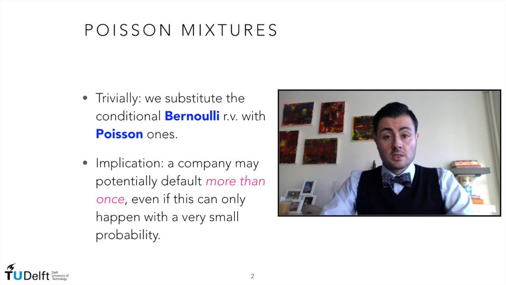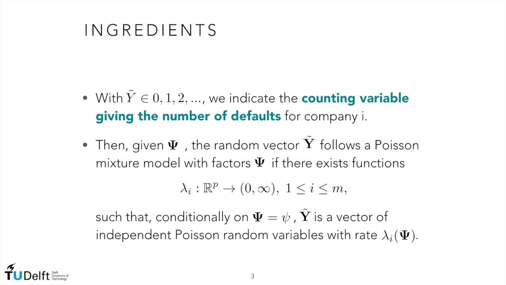There is a simple example: the case in which a company defaults, the shareholders bring new capital in order to save the company, but this new capital is not sufficient to avoid a new default in a very short period. With ỹ, we indicate the variable counting the number of defaults for company i. Given the random factor vector ψ, we assume that the number of defaults for each company is a Poisson random variable with rate λ_i(ψ).